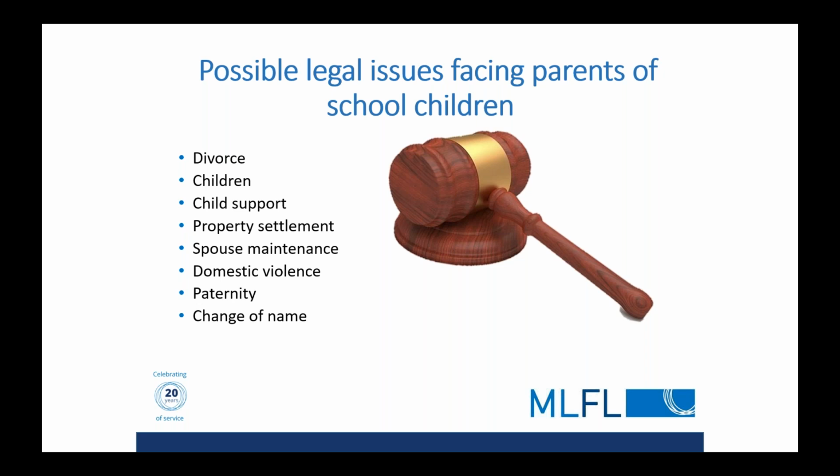Then there are parenting matters, child support, that is the financial support of children, property settlement between the parties, and spousal maintenance. Spousal maintenance is where one parent has relied on the other parent to financially support them during the relationship, and therefore after the relationship they can seek a payment of spousal maintenance until there's a property settlement. There are issues of domestic violence, which I'll talk about later on in the presentation, and paternity and change of name.